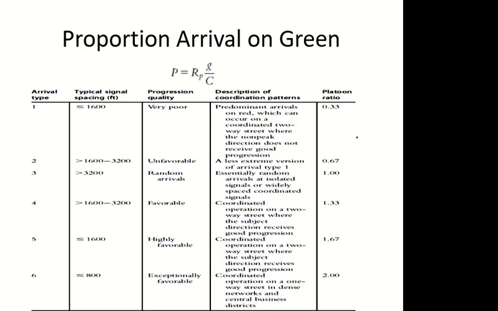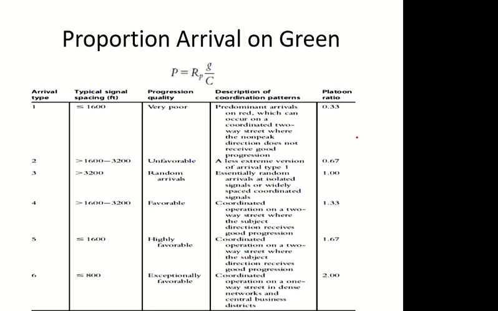What is RP? It is called the platoon ratio. What is a platoon? A group of vehicles which pass the intersection together. When the signal becomes green, the vehicles from that side, which has green, will pass together, right? So those vehicles will be called a platoon. So RP is the ratio for the platoon.